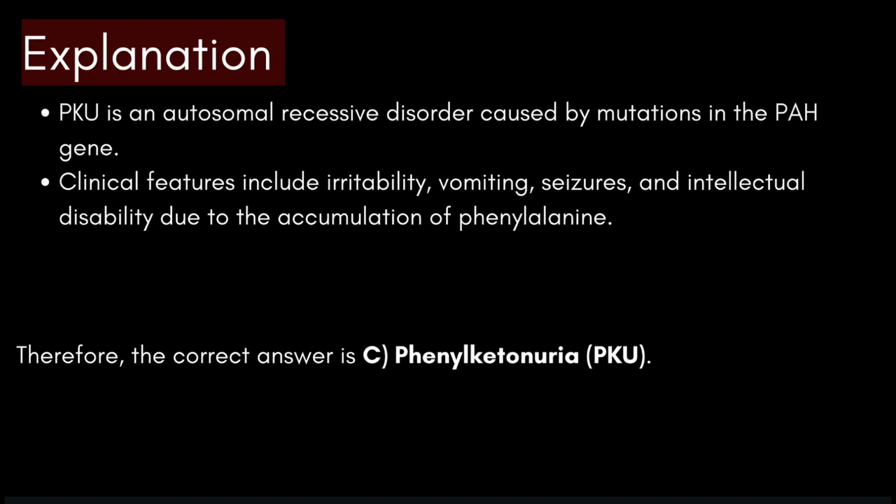PKU is an autosomal recessive disorder caused by mutations in the PAH gene. Clinical features include irritability, vomiting, seizures, and intellectual disability due to the accumulation of phenylalanine. Therefore, the correct answer is C, Phenylketonuria, PKU. Moving on to see why the other answer choices are incorrect.